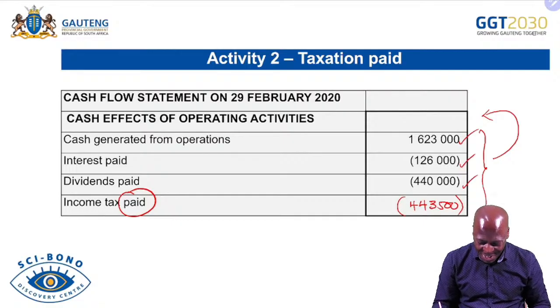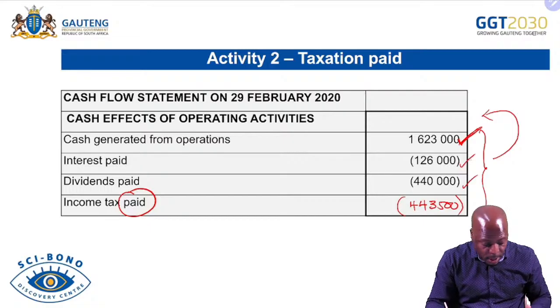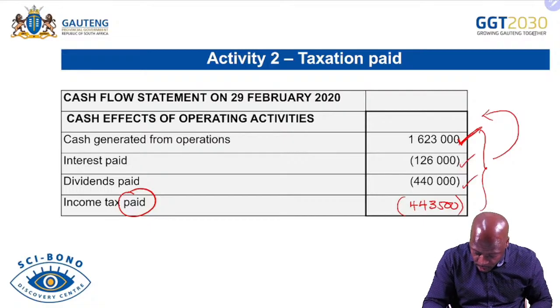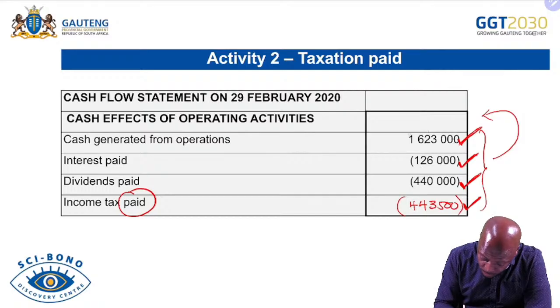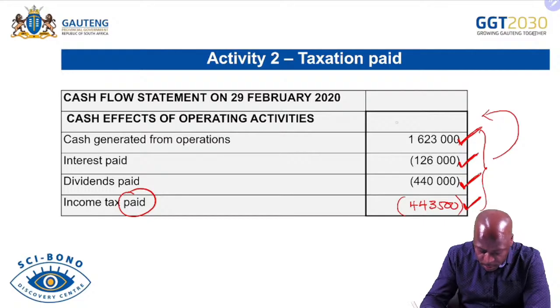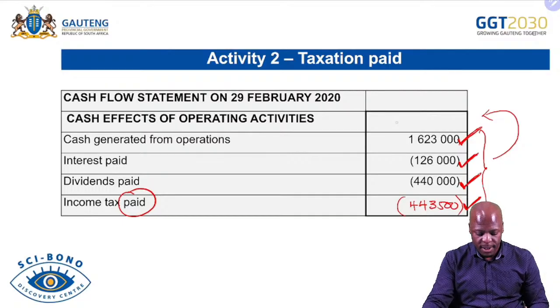So quickly now, with your calculator, you are saying 1,623,000, which is the first one here. Then you have a negative 126,000. Then you have a negative 440. And you have a negative 443,500. It should then give you 613,500. That becomes your cash effects of operating activities.